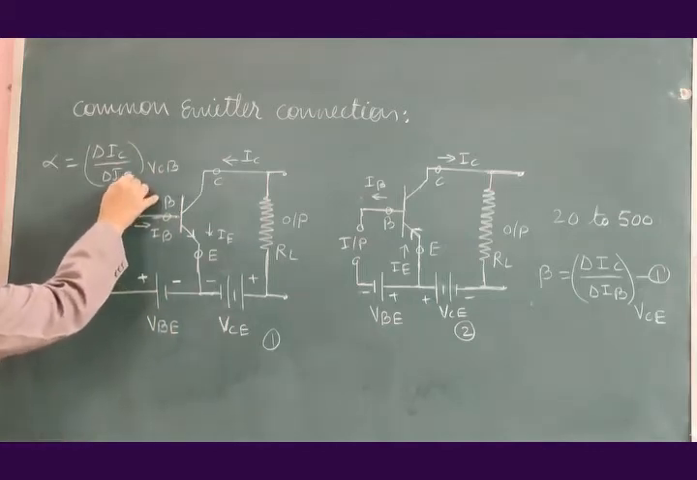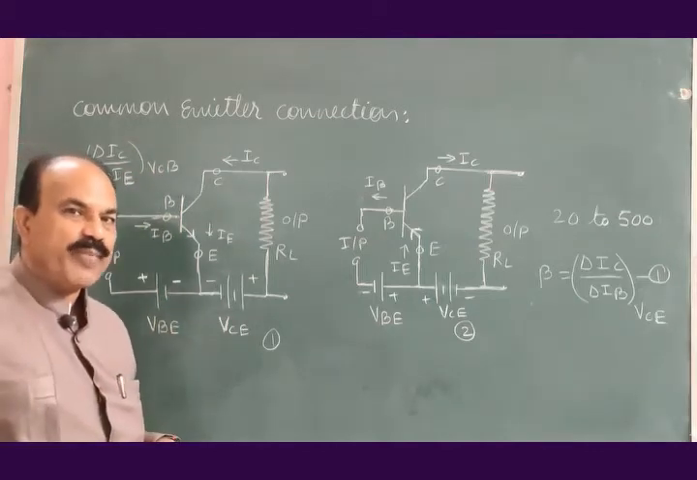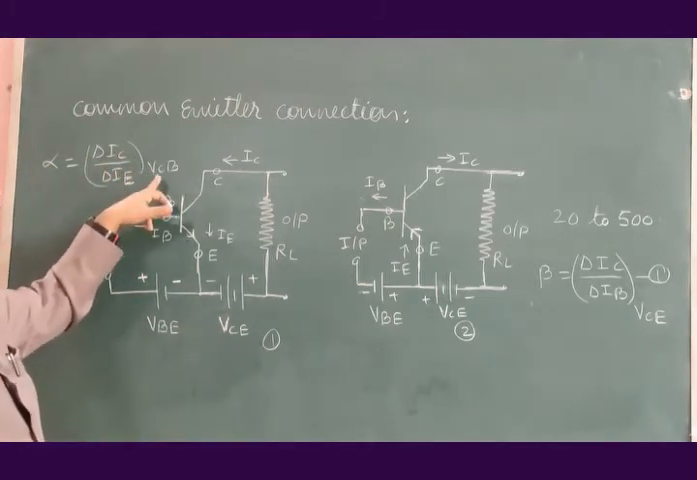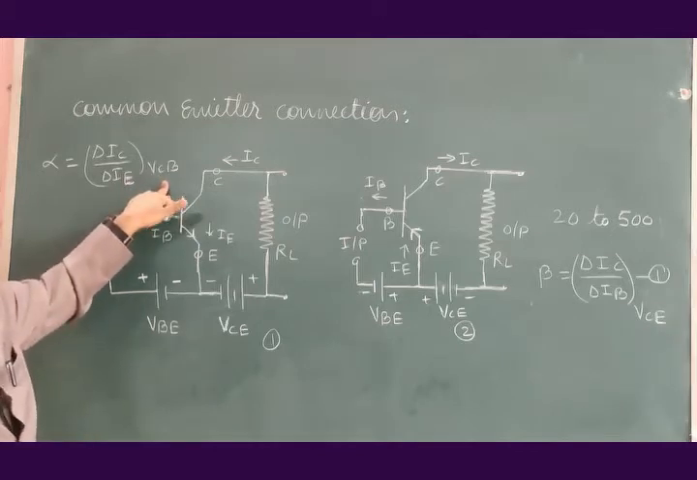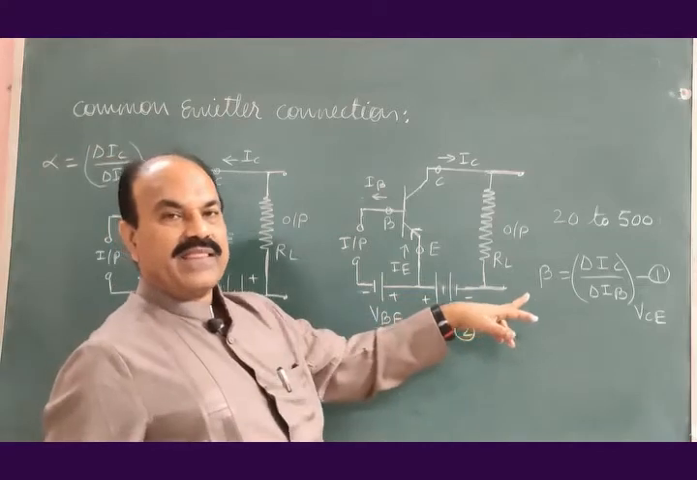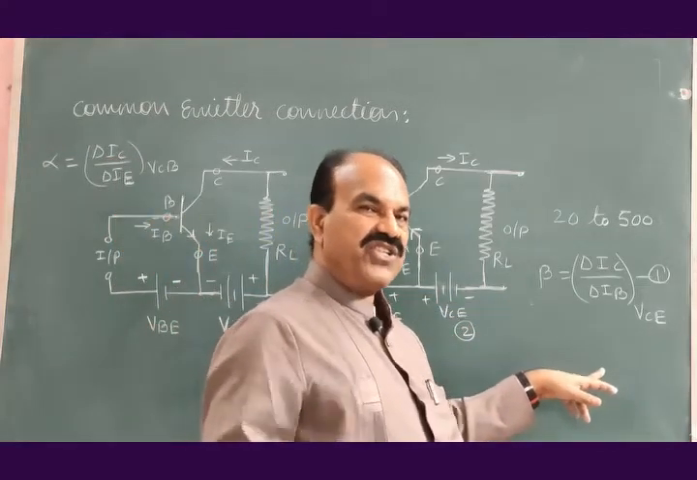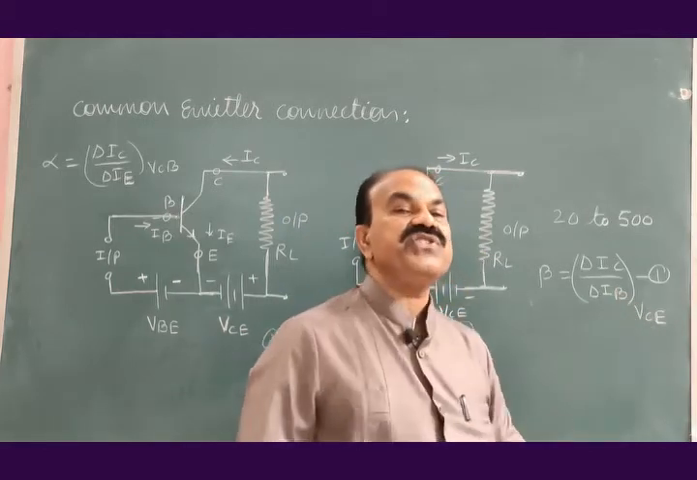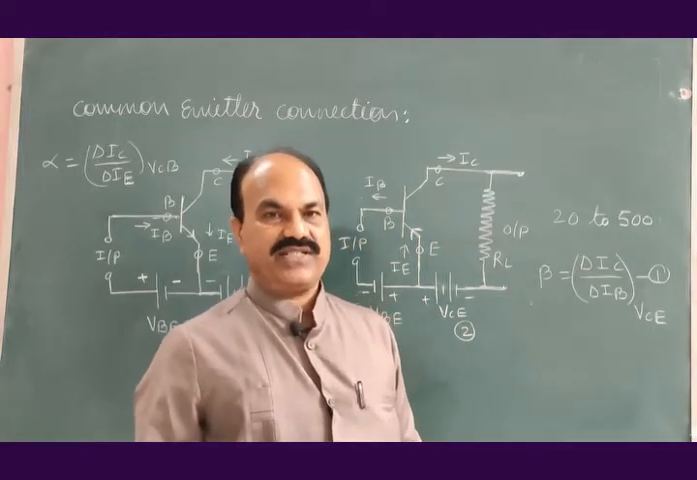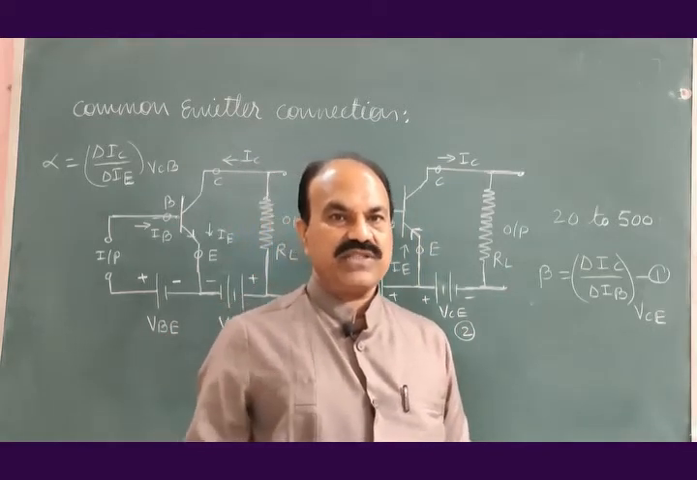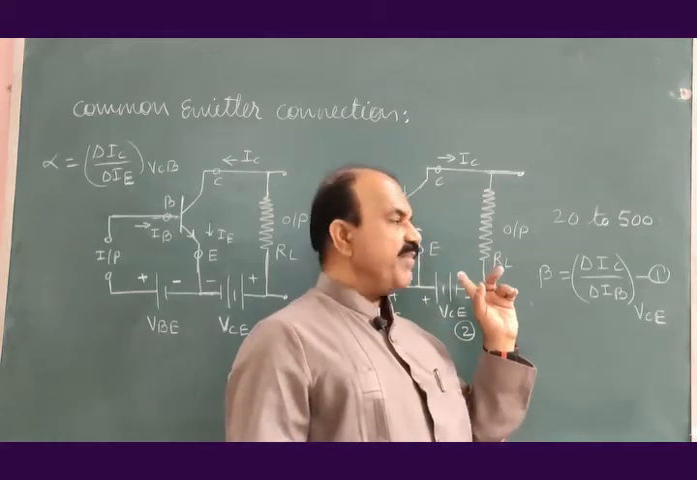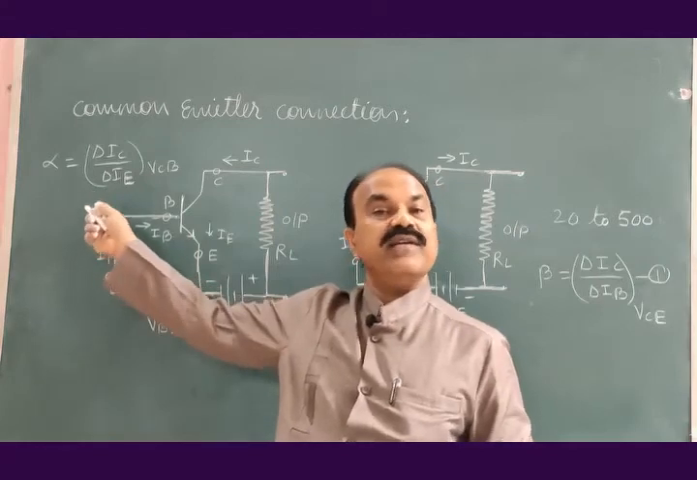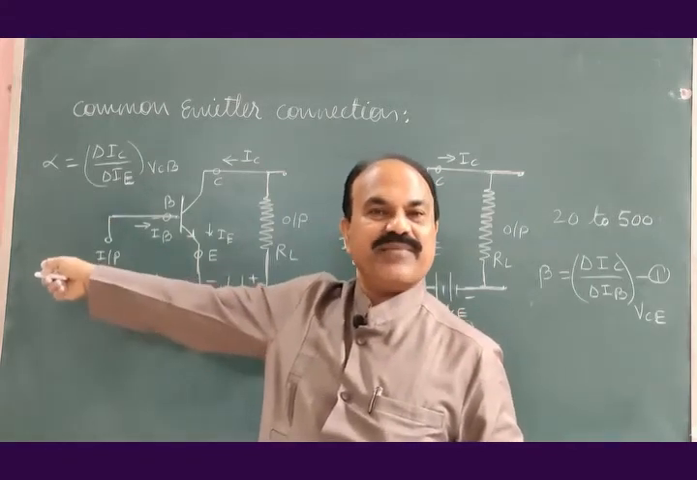When we write the current gain for the transistor in common base connection, it is the ratio of change in collector current to change in emitter current when the voltage VCB is held constant. Here, the current gain of a transistor in common emitter connection is the ratio of change in collector current to change in base current when voltage VCE is held constant. This is the current gain of the transistor in common emitter connection, and this is the current gain of the same transistor in common base connection.